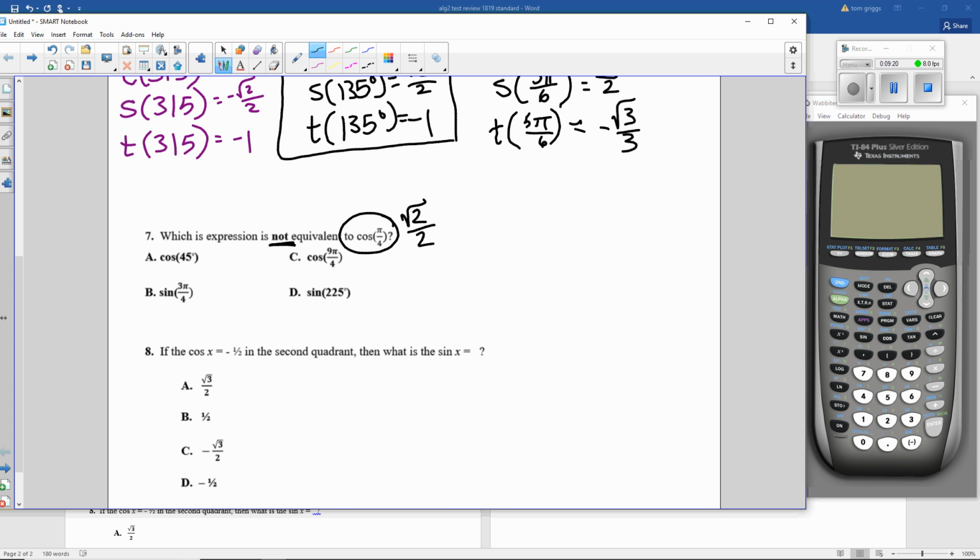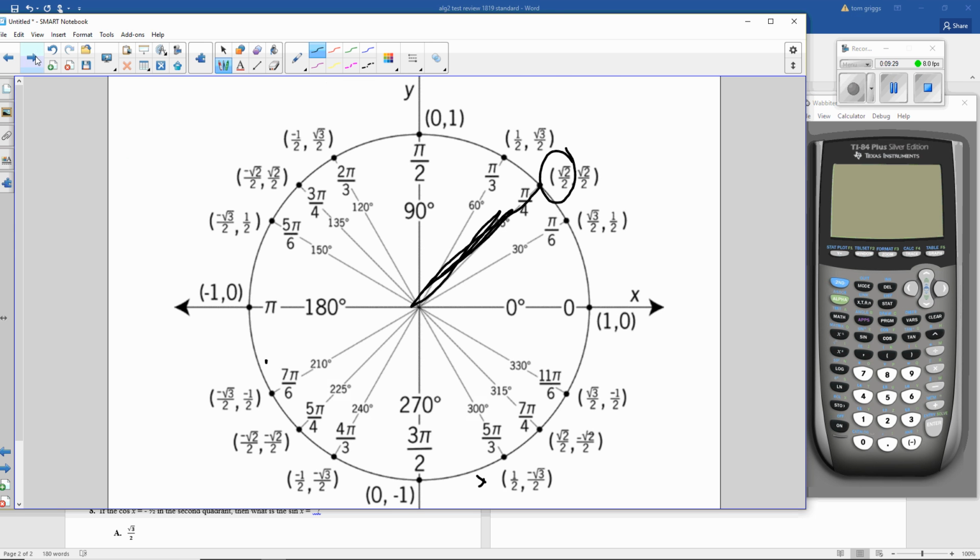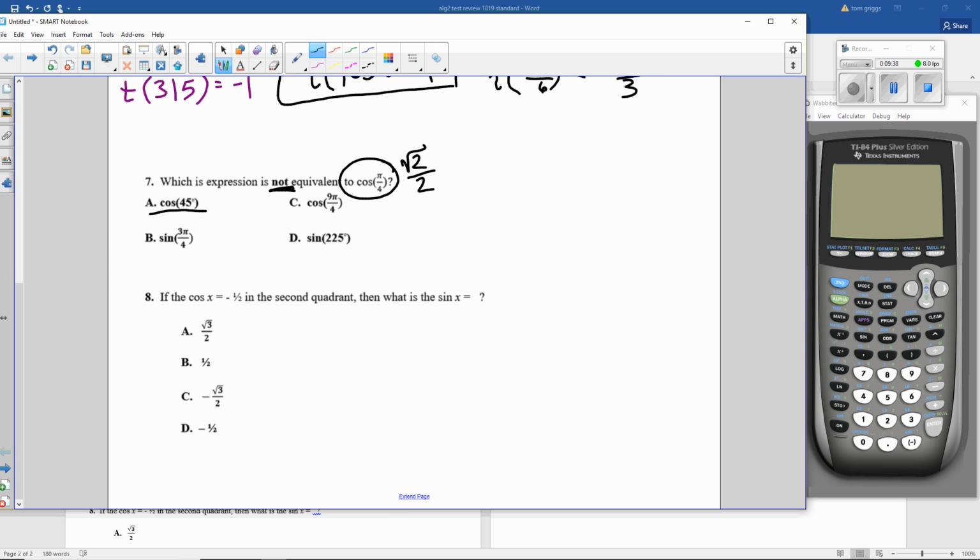We're looking for the one that is not equivalent to that. Well, the cosine of 45 degrees, if we look on the unit circle, is the exact same thing as pi over 4, just converted to degrees. So we know that this one is also going to be radical 2 over 2. So that's not our answer.